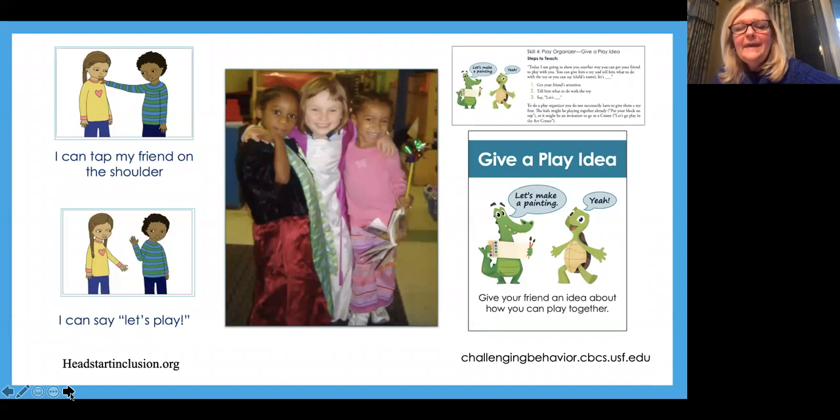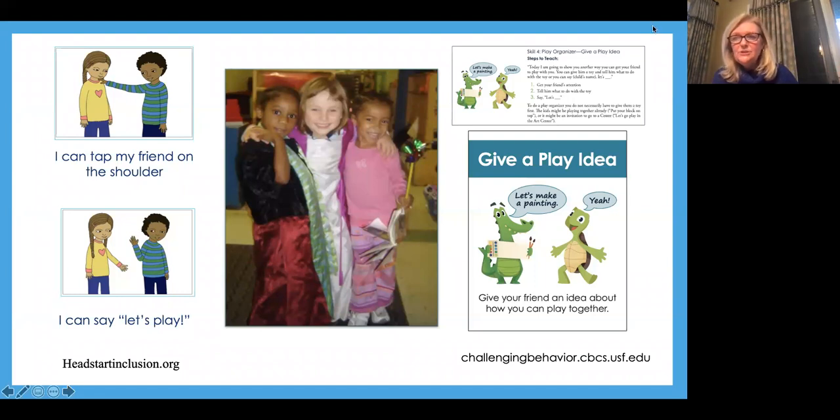Okay. And then just thinking about those friendship skills, not all children have those skills, and we know that there are certain skills that children who get along and find it easier to make friends have. So on the Head Start Inclusion website, there are some visuals for the child who's struggling with making friends. We can teach them, how do I approach somebody to play? What do I say? What do I do?